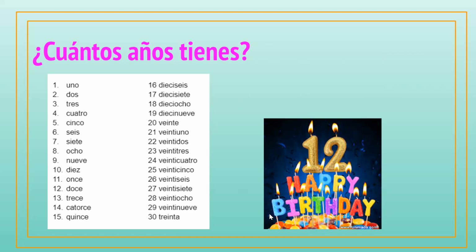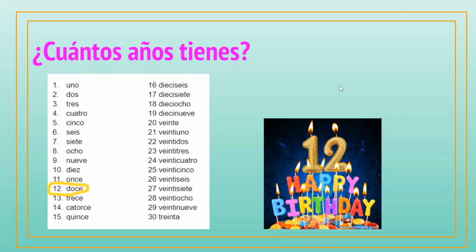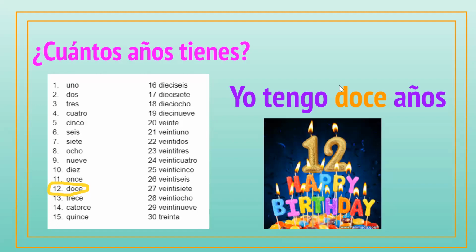And then we want to find the number 12 in Spanish. The number 12 in Spanish is doce. So we have yo tengo doce, and then we want to specify what it is. So we'll say años at the end, which means yo tengo doce años. Here's our complete answer in a written format. It's important that you put años at the end of it because you want to clarify what it is you're talking about. Remember, yo tengo means I have.